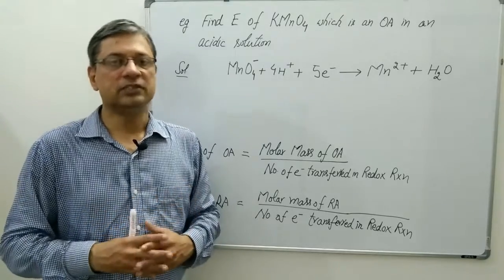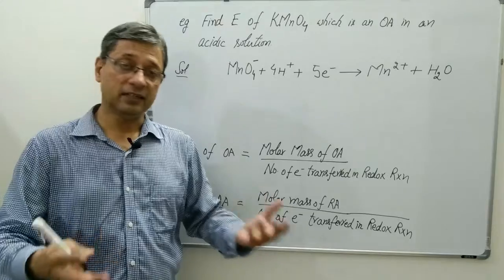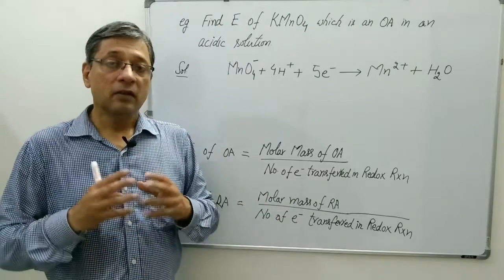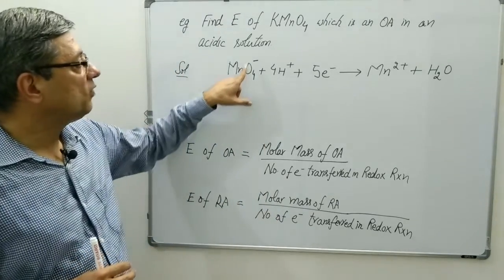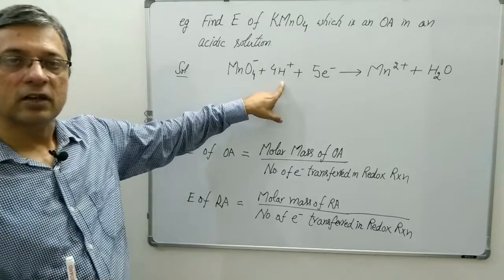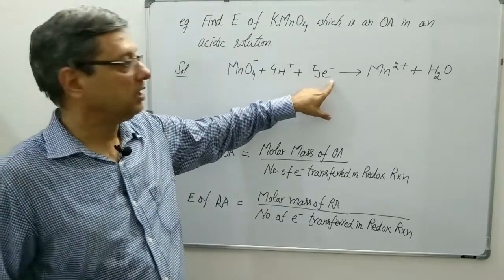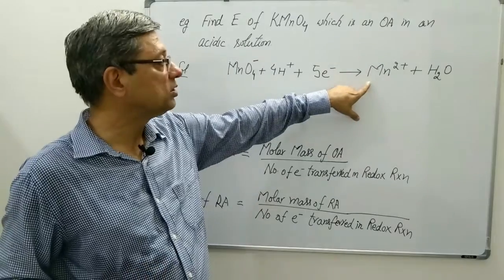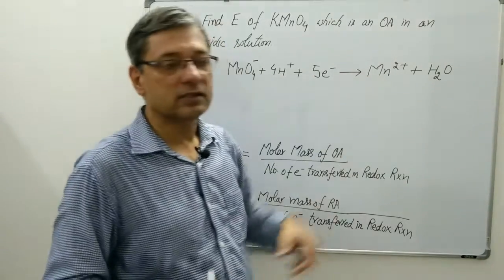The reaction between KMnO4 and acid we will be studying in detail in coming chapters. The basic equation is written as MnO4 negative plus 8H positive, and 5 electrons are transferred in the reaction to produce manganese, that is Mn2 positive, plus water.